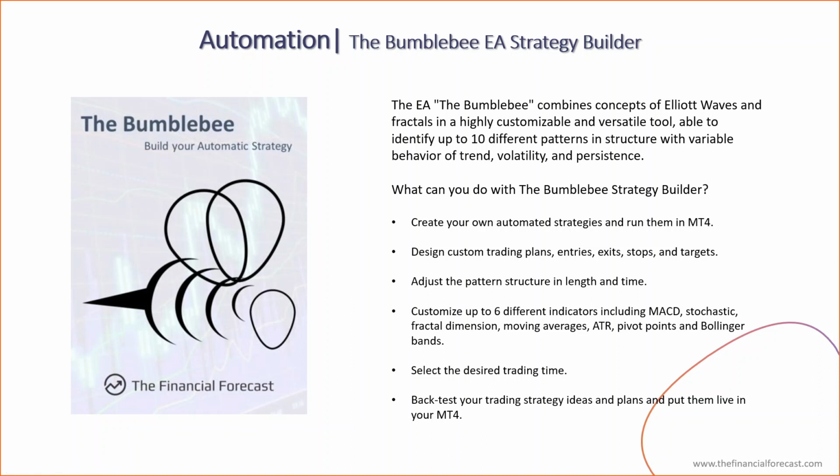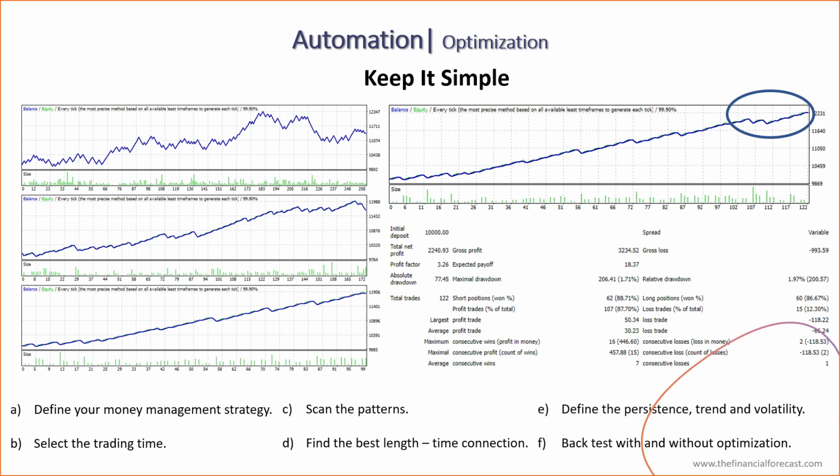Okay, so we have the tool now. We have this Bumblebee that will allow us to create different strategies for different instruments. So then, how do we build that strategy? So we need to first define.